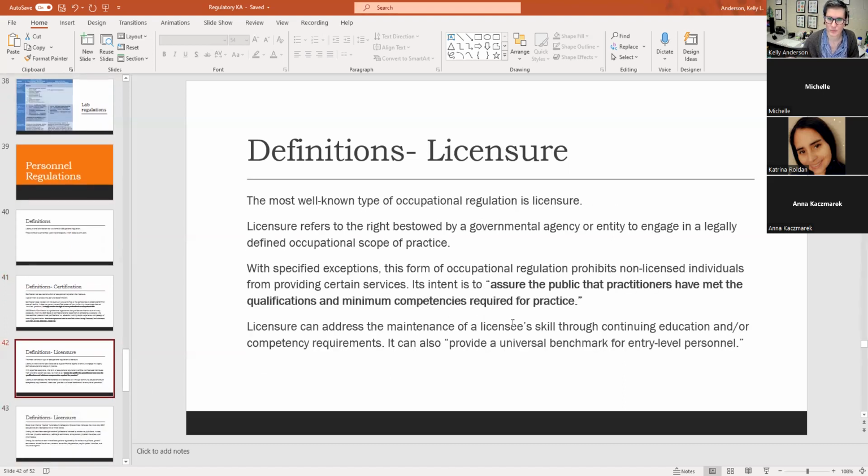So licensure is something that we hear a lot of. It refers to the right bestowed by a governmental agency or entity to engage in a legally defined occupational scope of practice. So with specified exceptions, this form of occupational regulation prohibits non-licensed individuals from performing certain services. And its intent is to assure the public that practitioners have met the qualifications and minimum competencies required for practice. Licensure can address the maintenance of a licensee's skill through continuing education and competency requirements. And it can also serve as a universal benchmark for entry-level personnel.